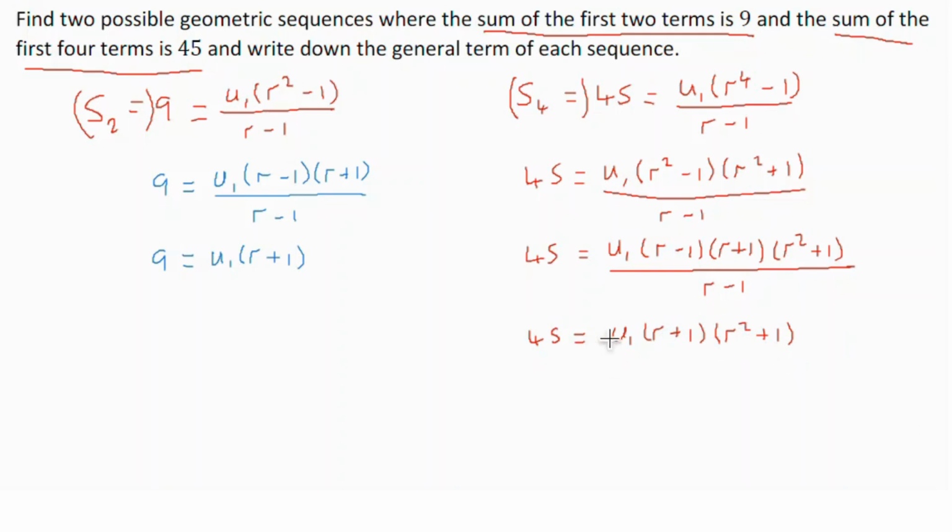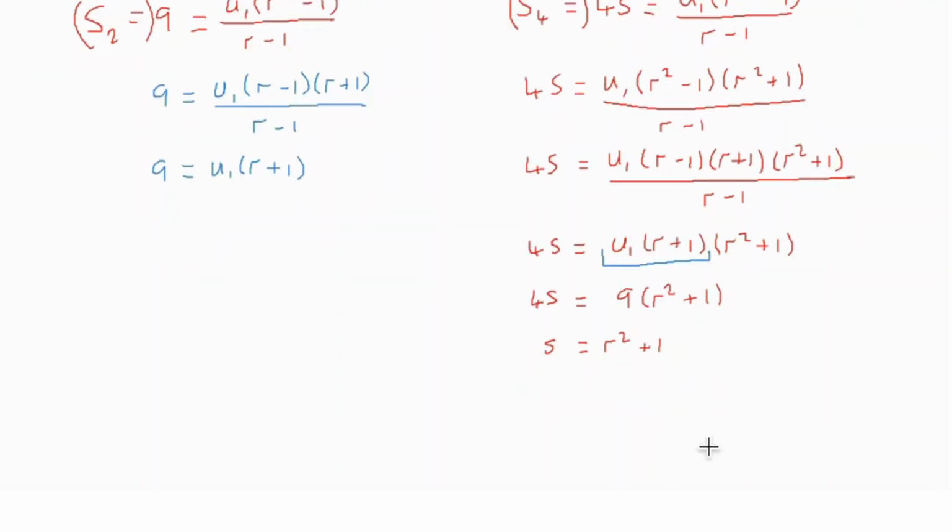But now notice that this here, U1 times (R plus 1), is what I had here in blue. So I can replace that whole U1 times (R plus 1) with 9. So 45 is equal to 9 times (R squared plus 1). Divide both sides by 9. I get 5 is equal to R squared plus 1, which means that R squared is equal to 4 and R is equal to plus or minus 2.